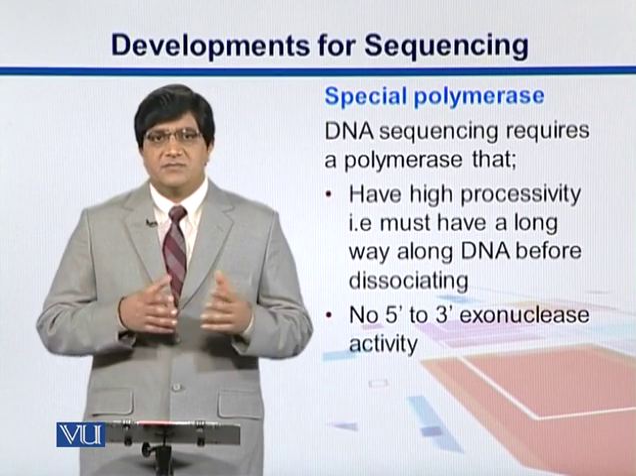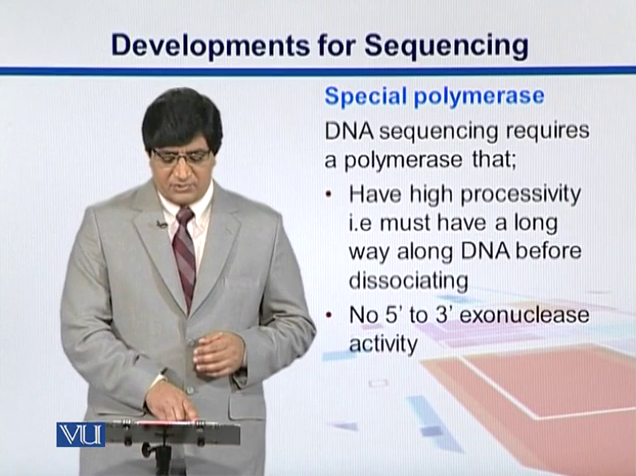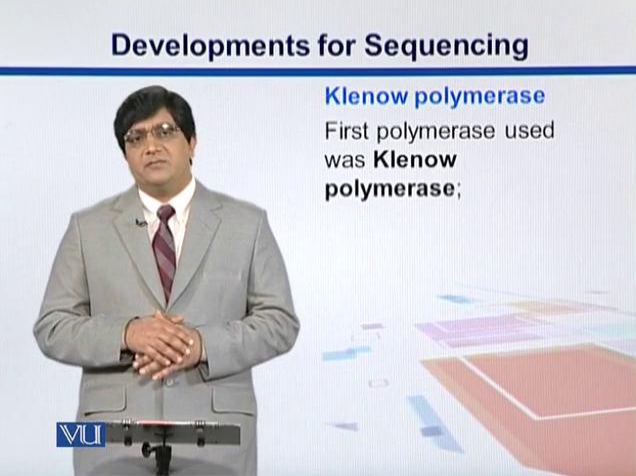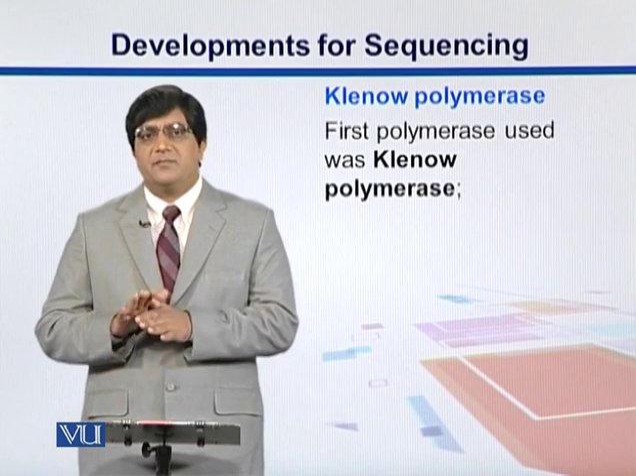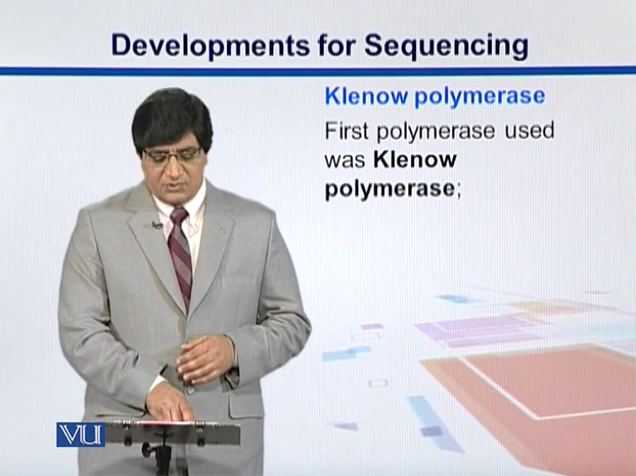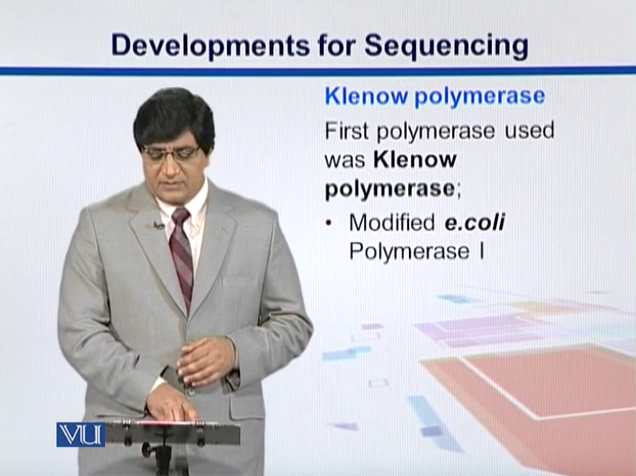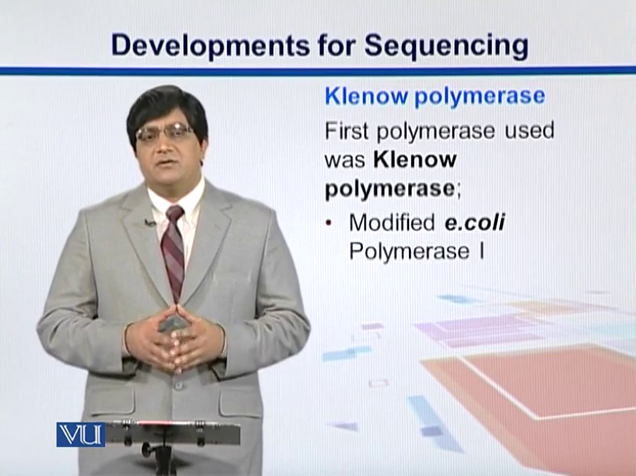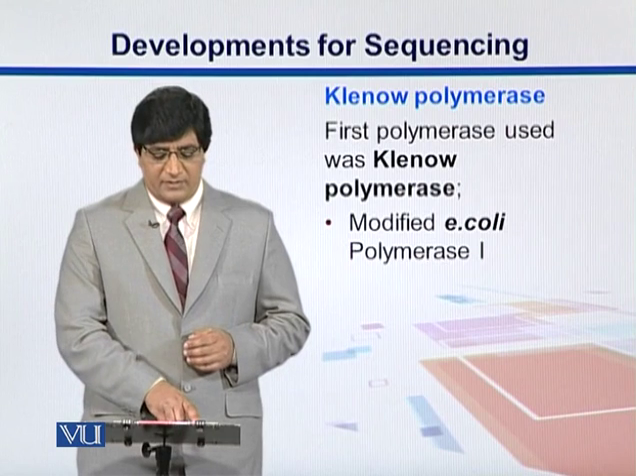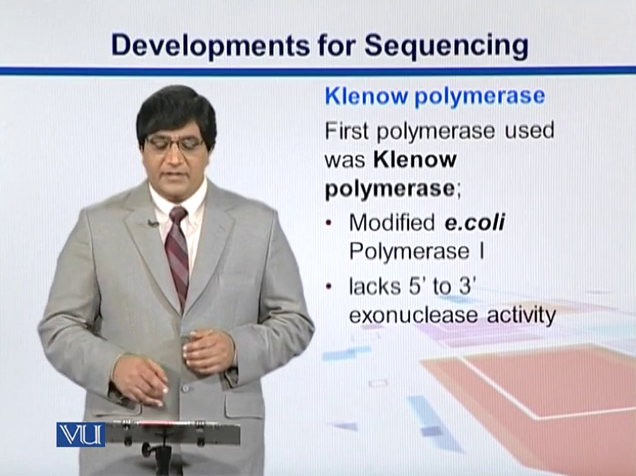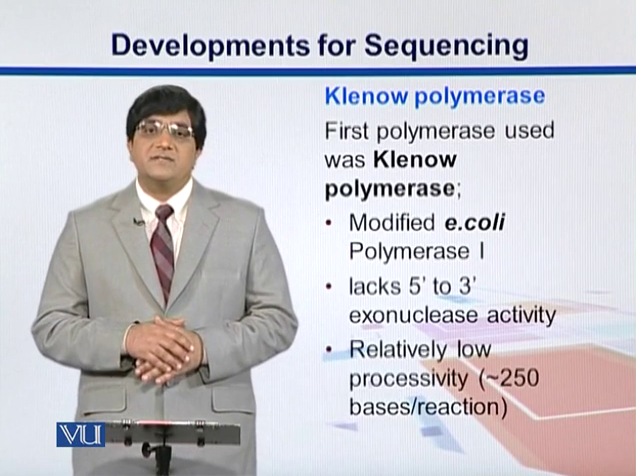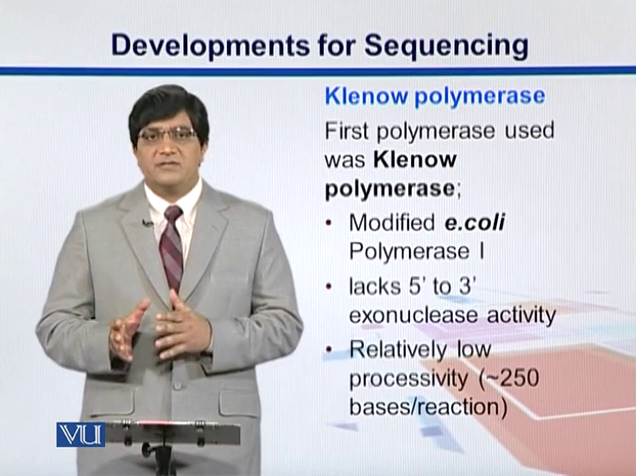But during sequencing, we don't want this activity, so we need a special polymerase called the Klenow polymerase. If we take away the 5 prime to 3 prime exonuclease activity, the remaining part we call the Klenow polymerase. That is used in sequencing. Basically, Klenow is derived from E. coli. It is a modified DNA polymerase 1, and it lacks the 5 prime to 3 prime exonuclease activity.